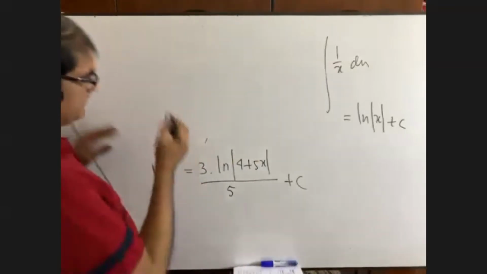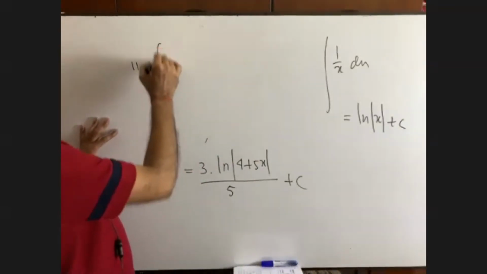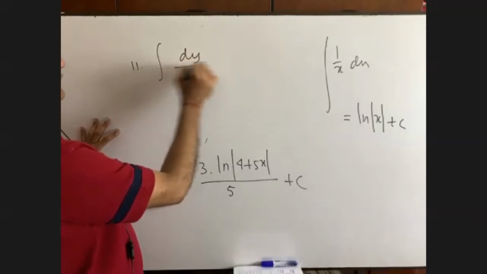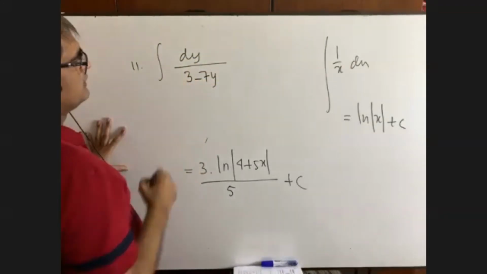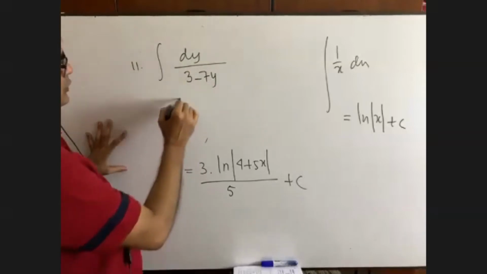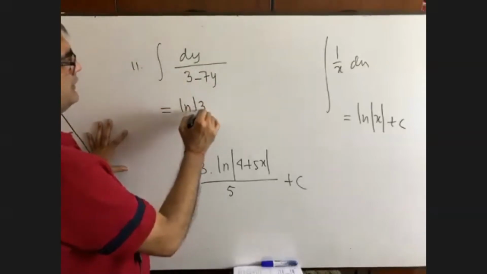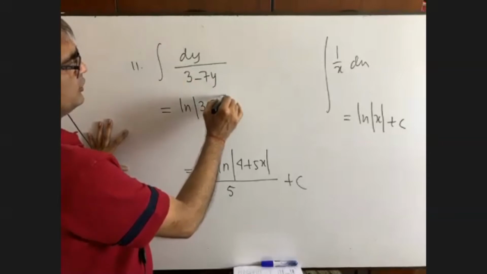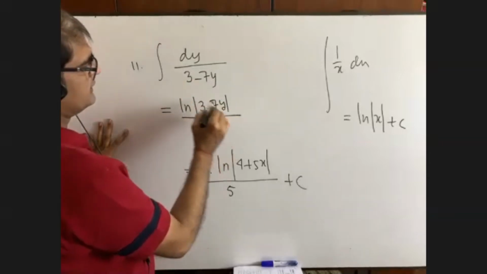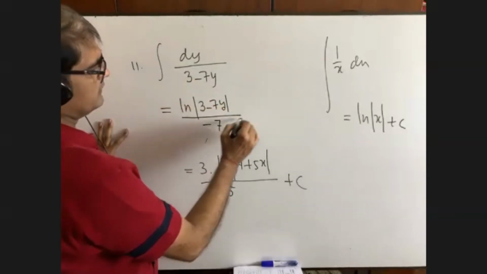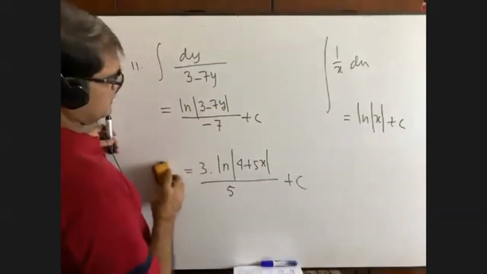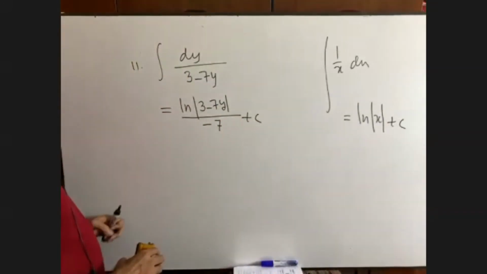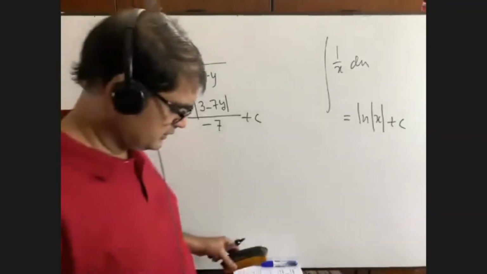Same type of math. This is dy by 3 minus 7y. What will be the answer? Ln 3 minus 7y. What is the coefficient of y? Minus 7. So we are done here. Very easy and simple. Be easy, think positively.